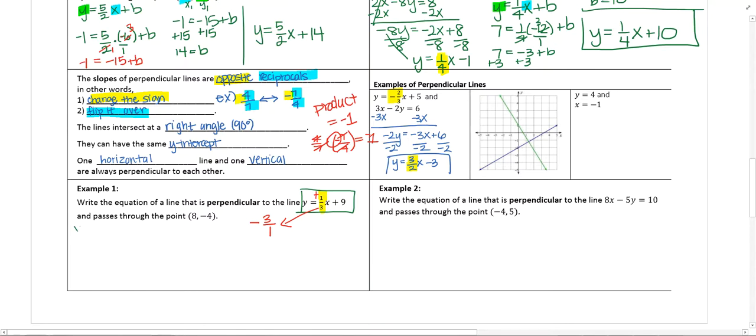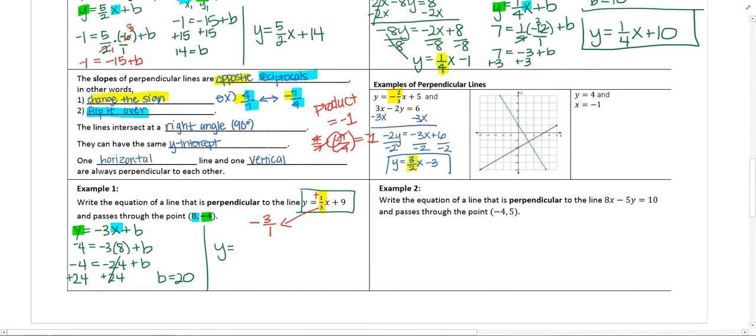I'm going to plug that slope in to y equals mx plus b. Then I'm going to plug in x, and I'm going to plug in y. Same as before. The rest of it is exactly the same. So -4 is equal to -3 times 8 plus b. -4 is equal to -24 plus b. Add 24 to both sides to solve for b. b is 20.